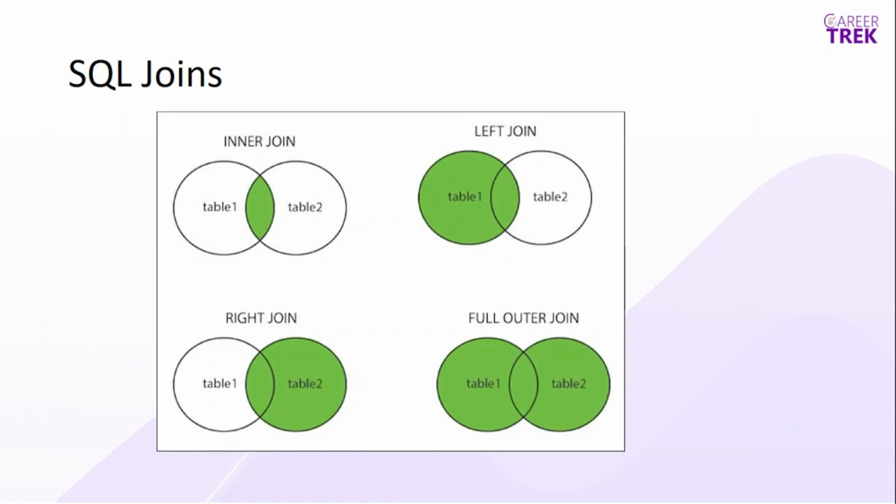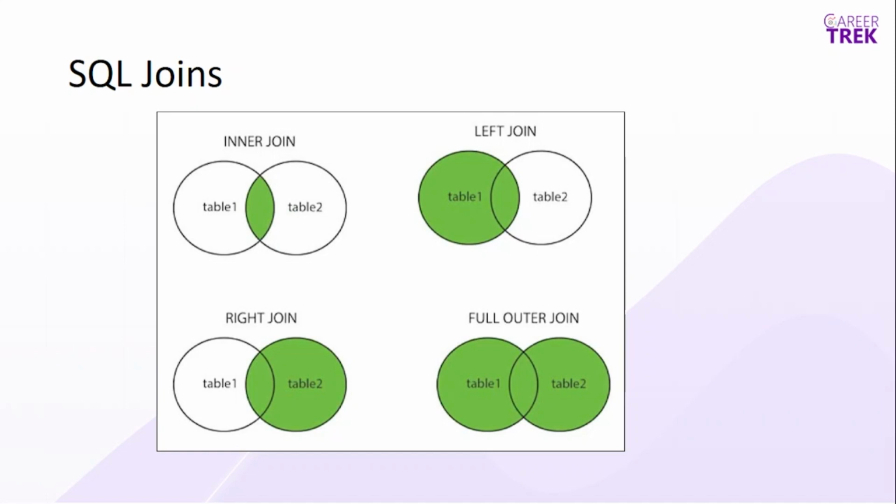Now let us see what the different types of joins available in SQL are. The basic joins present in SQL are inner join, left join, right join and full outer join. If we talk about inner join, as we can see in the Venn diagram, the inner join selects all the rows from both the tables as long as, and only when, the join condition is satisfied for both the tables. So basically it will give us the intersection of the data present in the first table and the second table that we are joining.